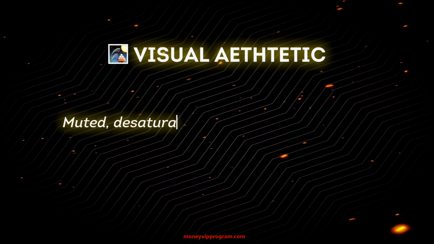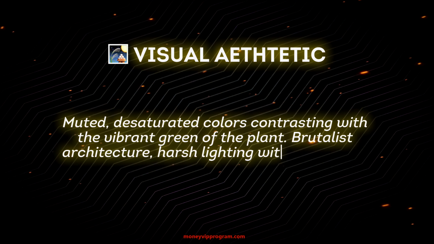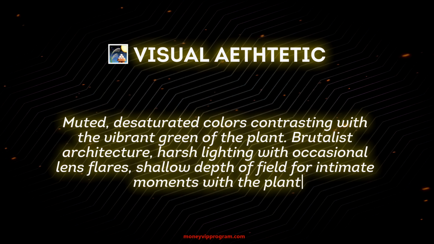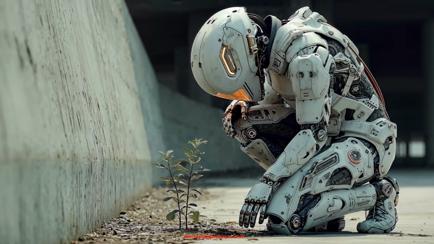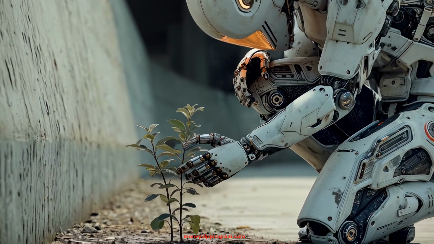For our initial robot example, muted, desaturated colors contrasting with the vibrant green of the plant. Brutalist architecture, harsh lighting with occasional lens flares, shallow depth of field for intimate moments with the plant. Now try dreaming into your imagination, and note down everything you see about visual aesthetics of your short film.